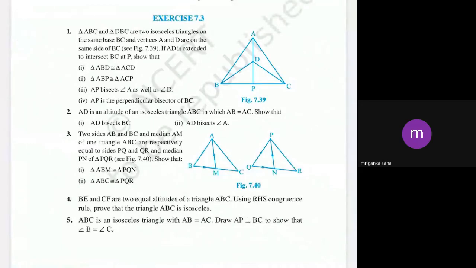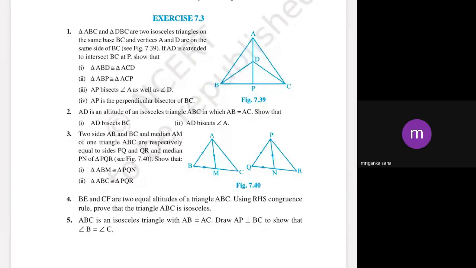Triangles ABC, PQR; triangles ABM, PQN we have proved. ABM, PQN are proved by SSS congruency. From that, angle B equal to angle Q will come, isn't it? After angle B is equal to angle Q, you can say that triangle ABC and triangle PQR are congruent.